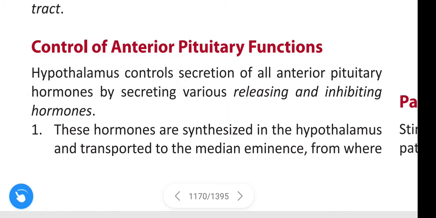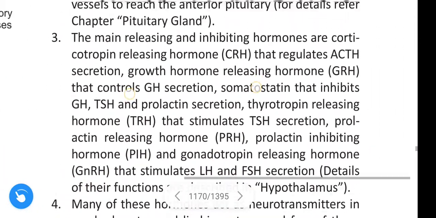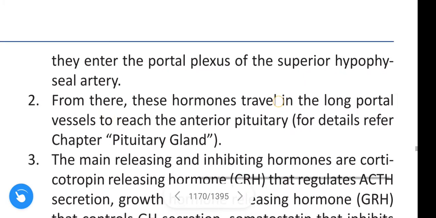These hormones are synthesized in the hypothalamus and transported to the median eminence. From there, they enter the portal plexus of superior hypophyseal artery. From there, these hormones travel in the long portal vessels to reach the anterior pituitary.